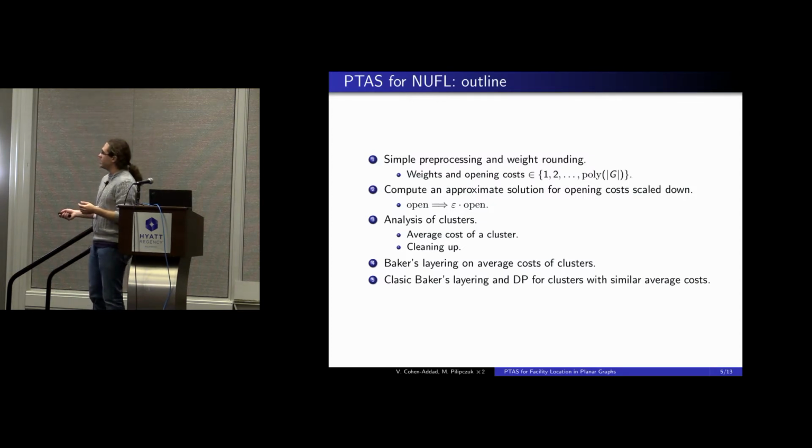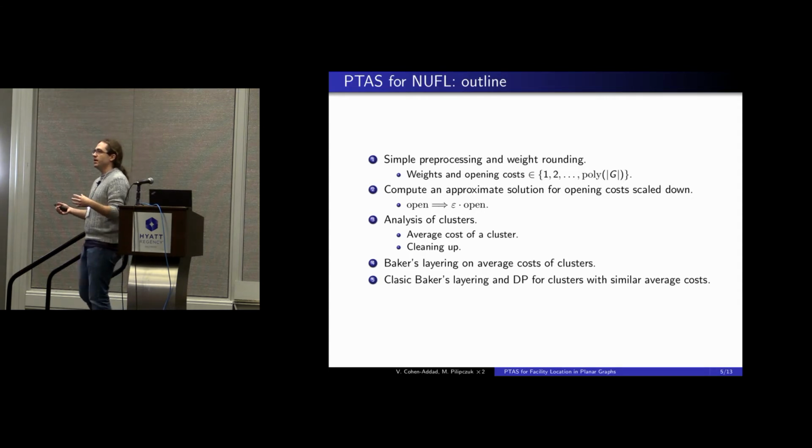We start with some simple preprocessing, which I won't get much into. This is something standard, and everybody can easily figure out how to do it, how to round some things and scale some things so that the weights and opening costs are actually positive integers bounded polynomially in the size of the graph.